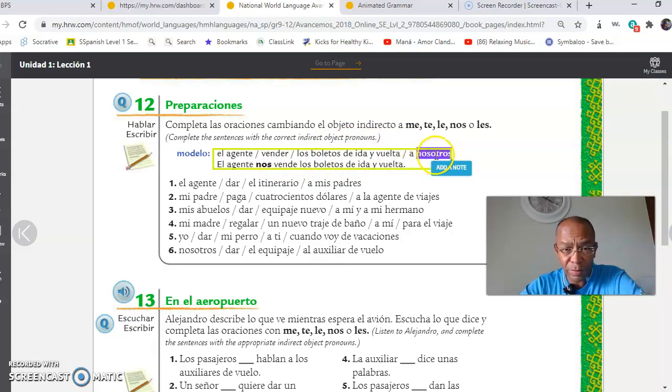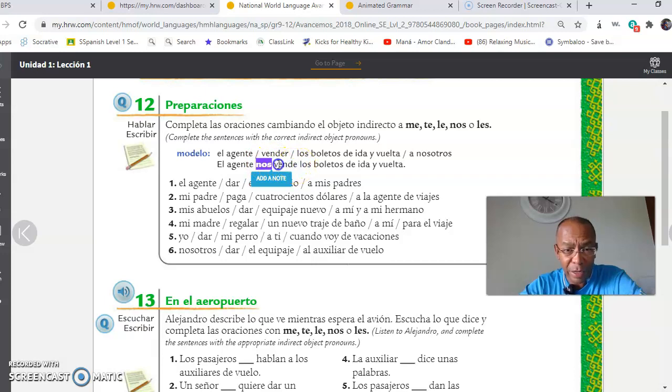So what you're going to do is replace nosotros, right? Because we are receiving the action from the subject, which is the agent. You're going to replace nosotros with the indirect object pronoun, which is nos. Where does it go? Does it go before or after the conjugated verb? Correct. It goes before the conjugated verb, right? Vender is the verb. You got to conjugate that, obviously. So who's doing the action? El agente. El agente nos vende.